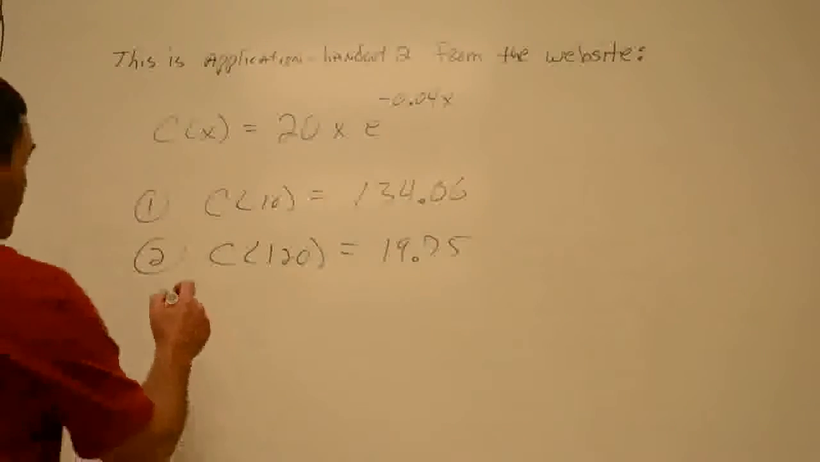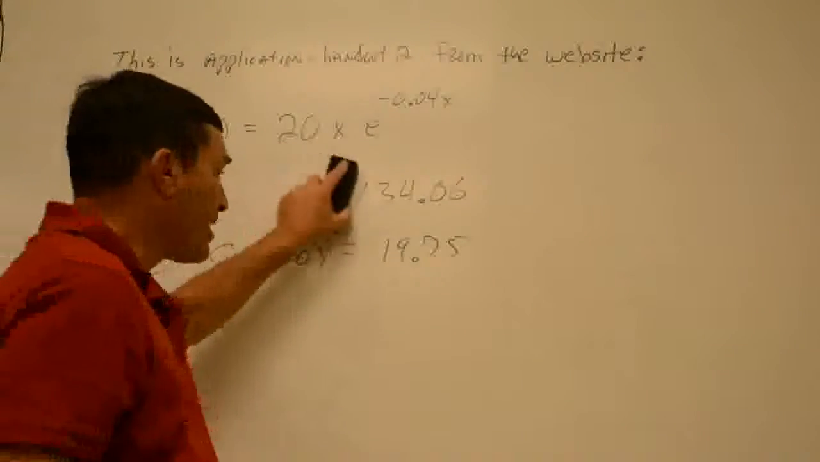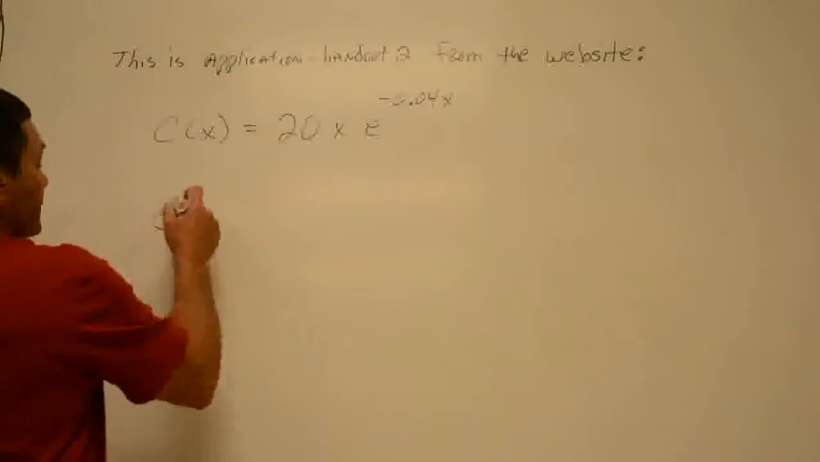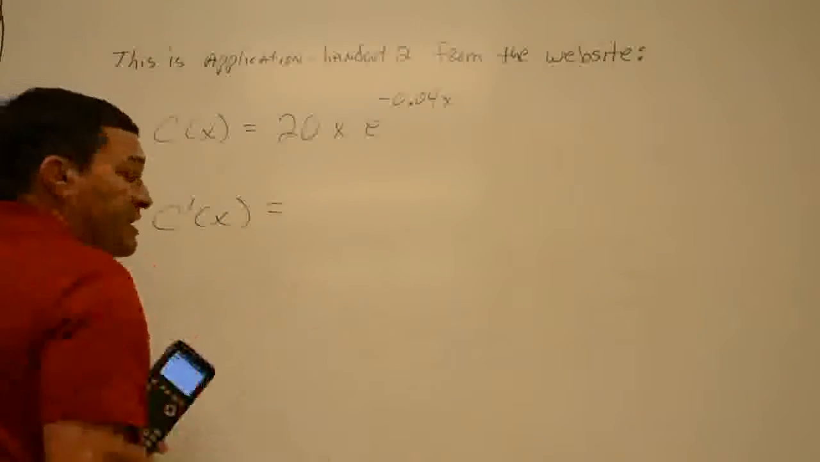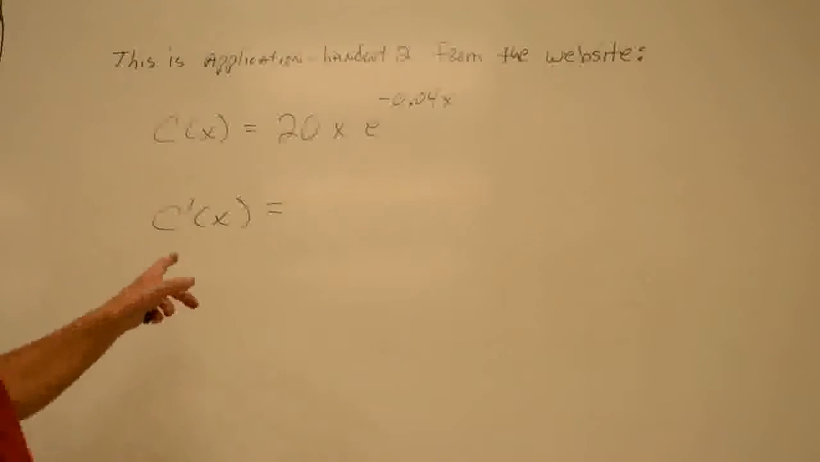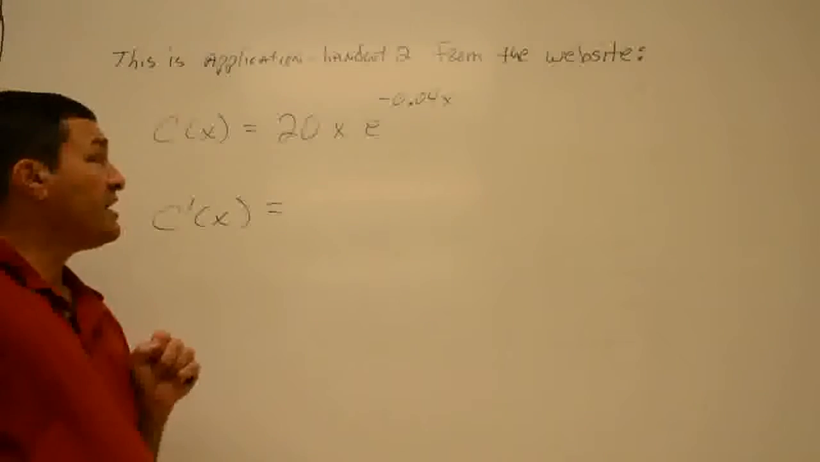Now, question 3 says find C prime of x. Tell you what, I'm going to erase those two. Don't need them. I might need the room up here on this little bit of whiteboard where I'm recording this. So let's find the derivative. Now, the derivative of this function is going to be the rate of change of the amount of the drug in the bloodstream at any particular time, x.